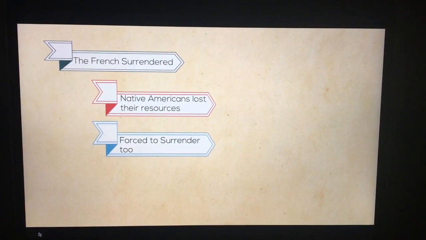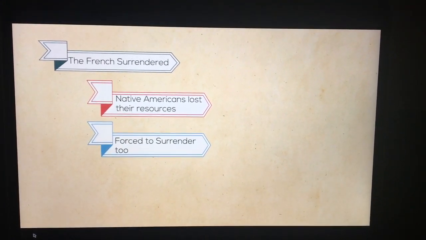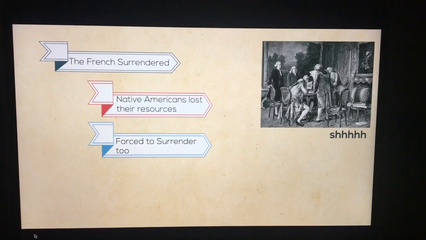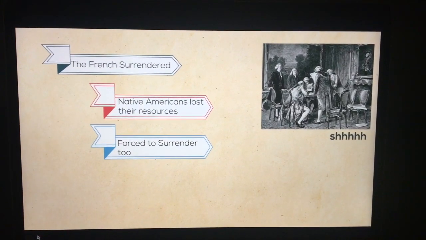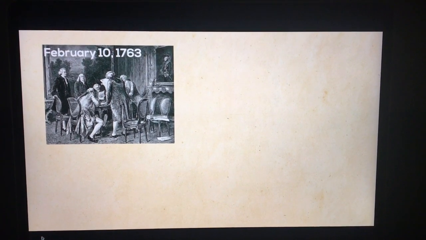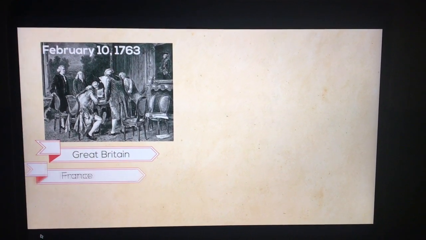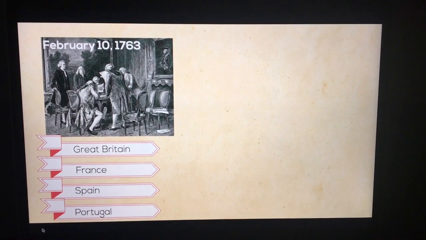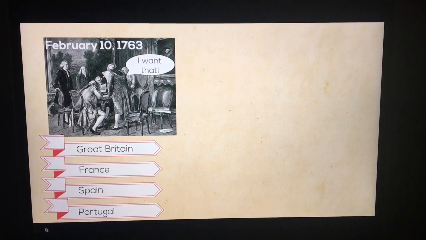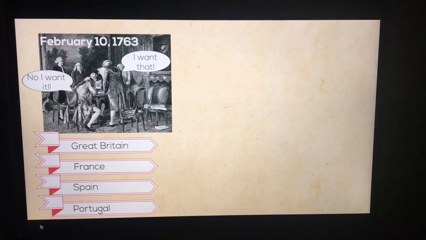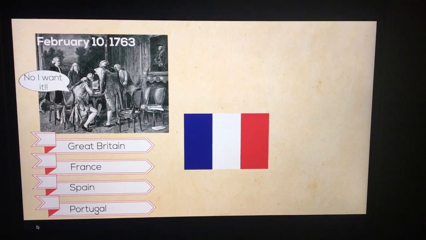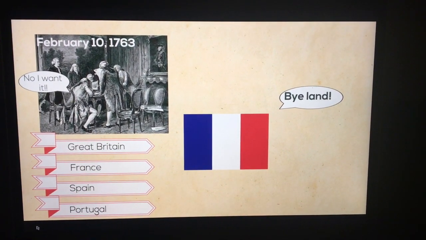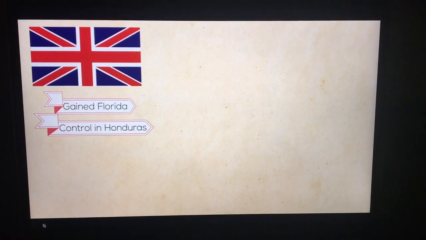In order to officially end and lay out terms for the war, the Treaty of Paris in 1763 was constructed. The Treaty of Paris was signed on February 10, 1763 by Great Britain, France, Spain, and Portugal. It brought an end to the French and Indian War, but it also illustrated the transition of land between European authorities. France had to cede all of its North American claims and even some other land around the globe. Also, Britain gained Florida and authority in Honduras from Spain.